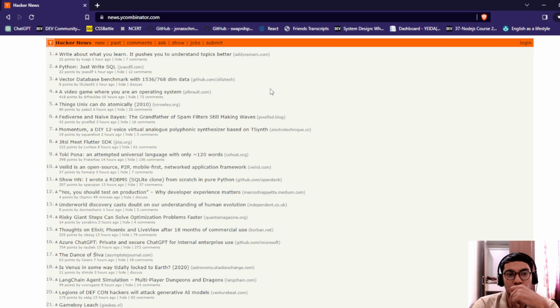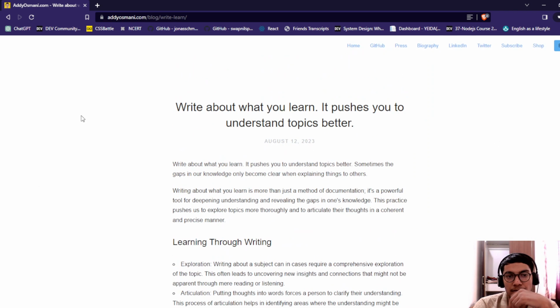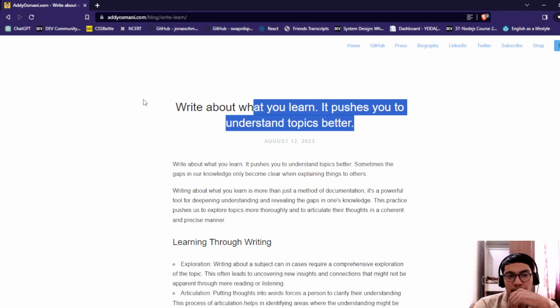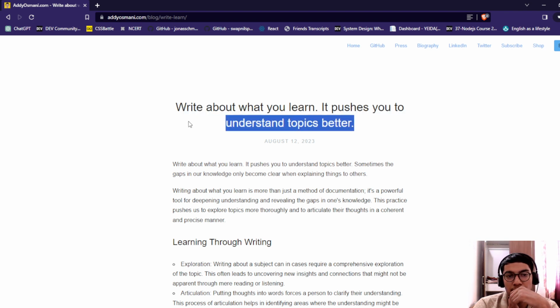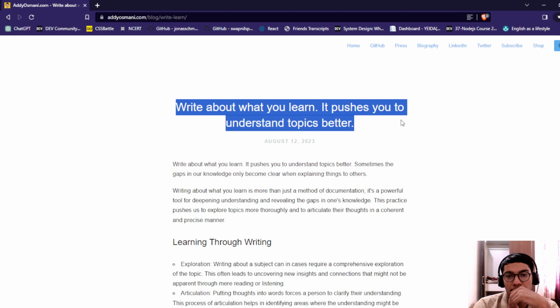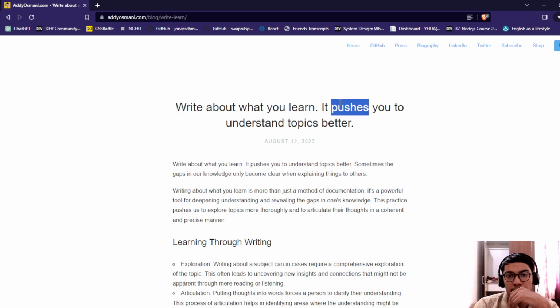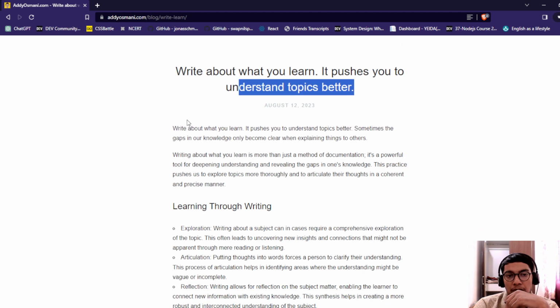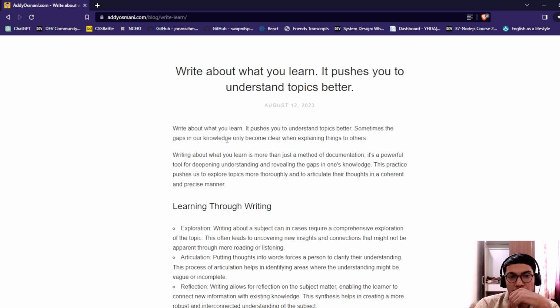Write about what you learn. It pushes you to understand the topic better. So what does this want to say? Write about what you learn, it pushes you to understand the topic better. Sometimes the gaps in your knowledge will show even while explaining things to others.